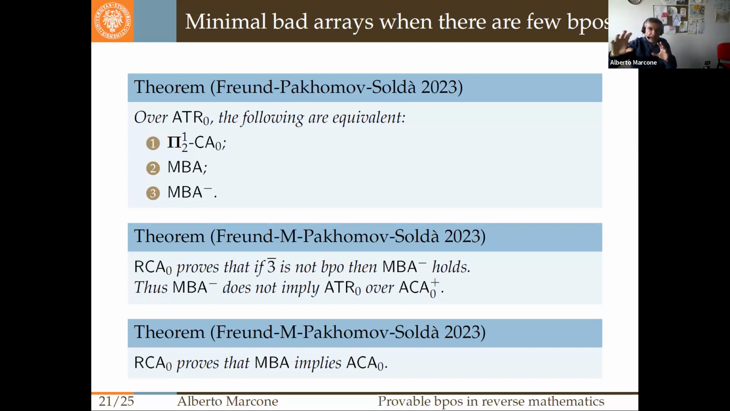So as you see, by playing with free bar and 1 + 2, we were actually able to get some results about the minimal bad array lemma.